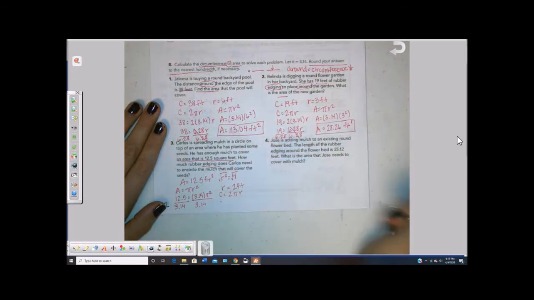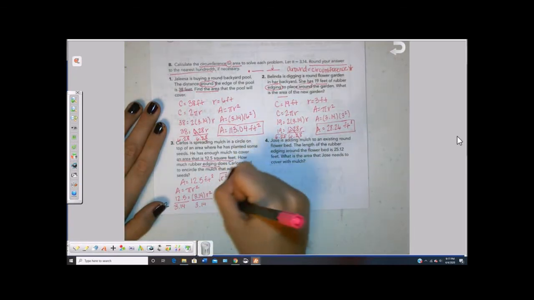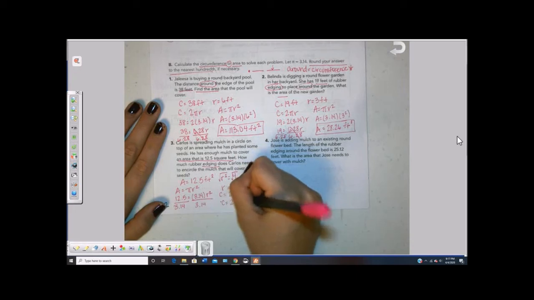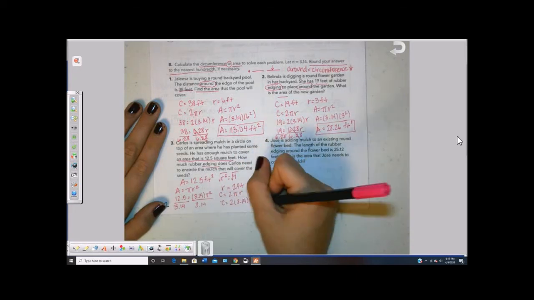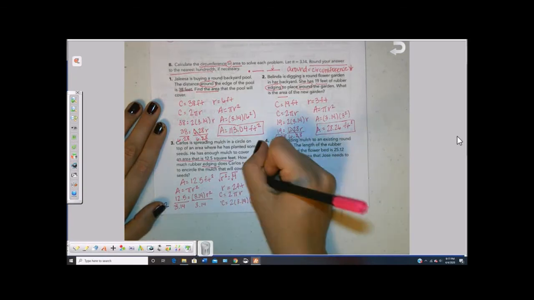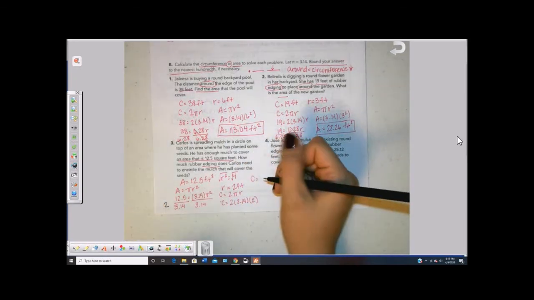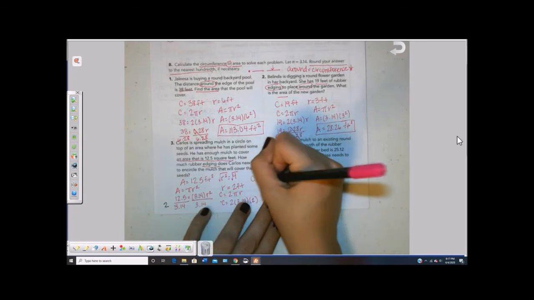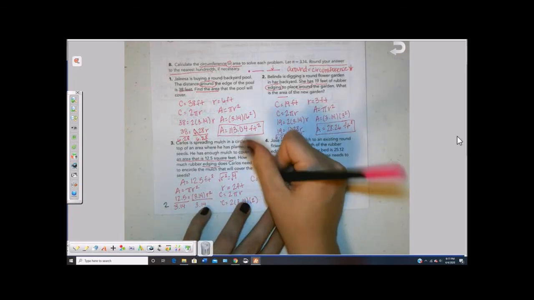Now I'm going to use C equals 2 pi r to find circumference. So we're going to take 2 times 3.14 times 2, and you find out that your circumference is 12.56 feet.